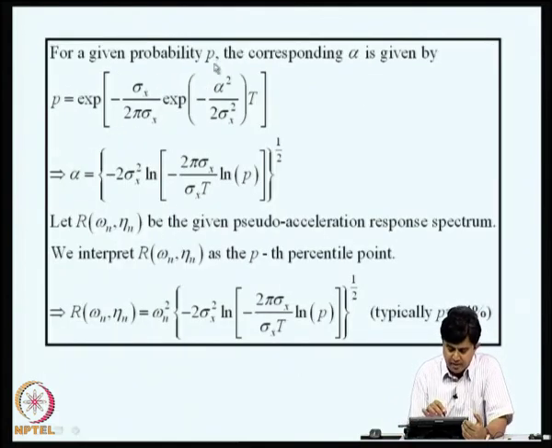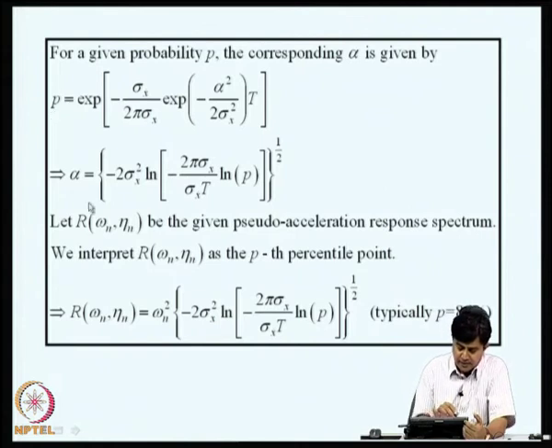Now, for a given probability P, the corresponding value of alpha can be derived using this relation. P is a probability, so we need alpha, the level at which this probability is valid. If we work out alpha, this inversion, and if we denote by R of omega n comma eta n the given pseudo acceleration response spectrum, we interpret R of omega n comma eta n as the pth percentile point. Consequently, we get R of omega n comma eta n itself as nothing but this expression.